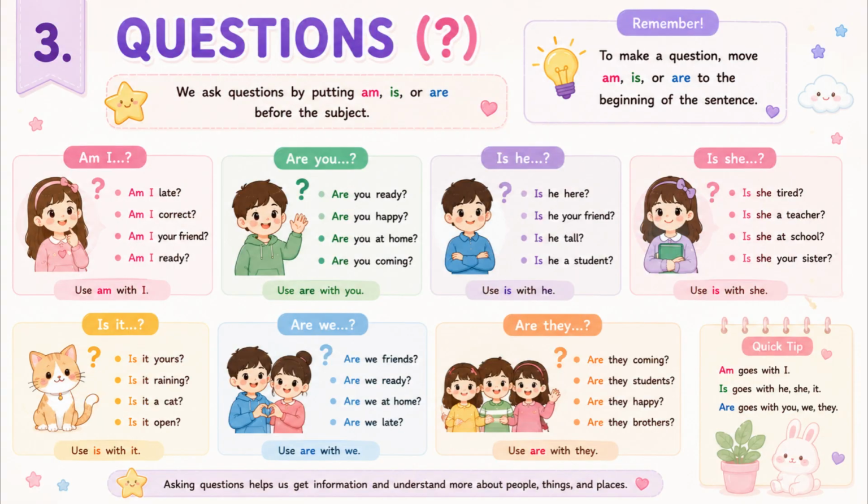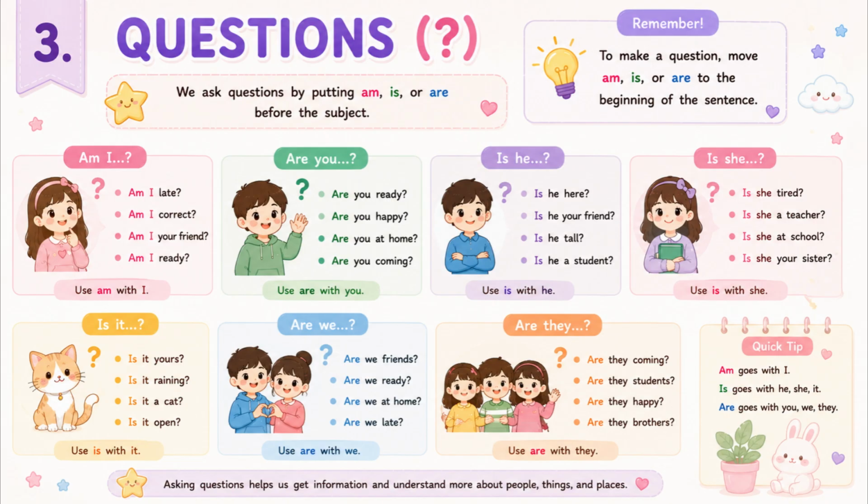Now let's learn how to ask questions using to be. To make a question, move am, is, or are to the beginning of the sentence. Let's look at some examples. Am I? Am I late? Am I correct? Am I your friend? Am I ready? Remember, we use am with I.